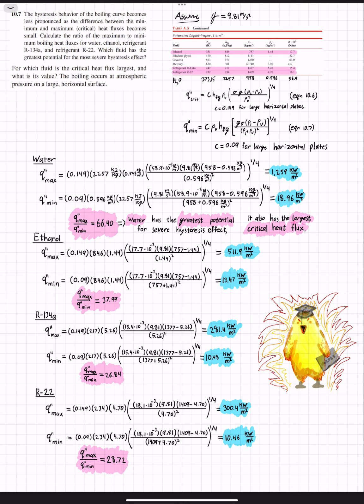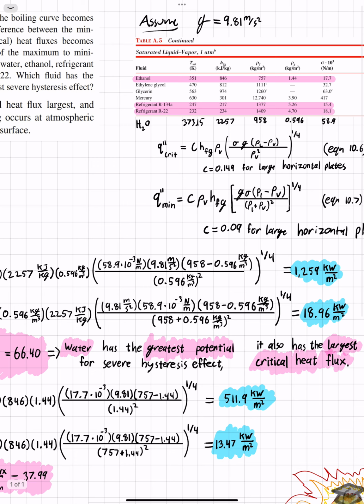And I've also pulled out a screenshot of table A5, which has properties for all of the required materials besides H2O. So here you can see I've highlighted ethanol, refrigerant R134A, and R22. And right below it here, I have written in H2O, which comes from a different table. So this is all of the properties that we will need.